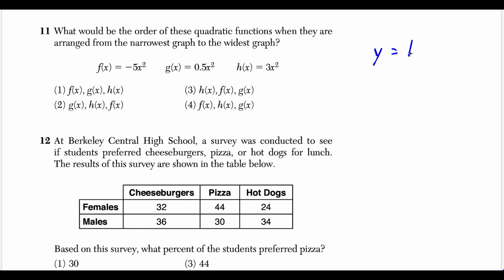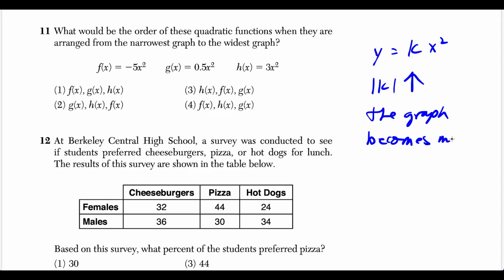Question 11, if you want to do this without a calculator, just know that when you have a coefficient in front of x squared, as the absolute value of the coefficient increases, the graph becomes more narrow. So keeping that in mind, what I look for right away is I see that this one would be the most narrow. Now, some people might look at that and say, wait a minute, -5 is the smallest number out of 0.5 and 3x squared, but the absolute value of -5 is equal to 5, and that's bigger than the other two coefficients. So this is the most narrow.